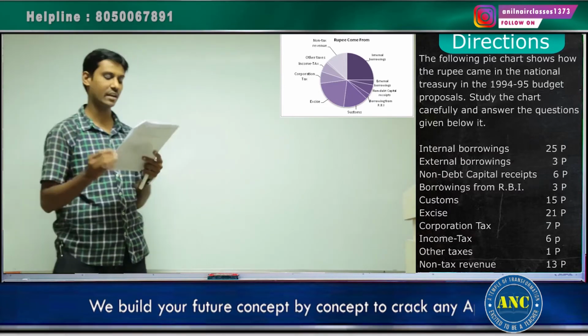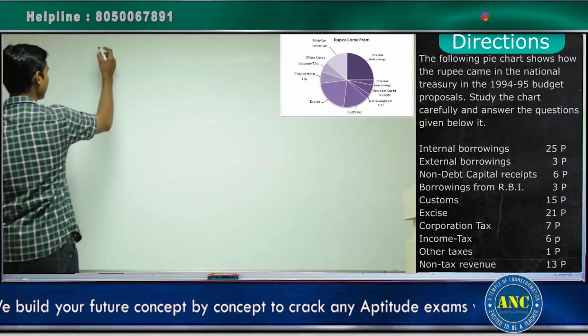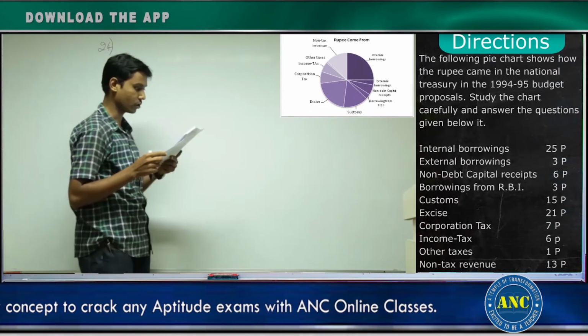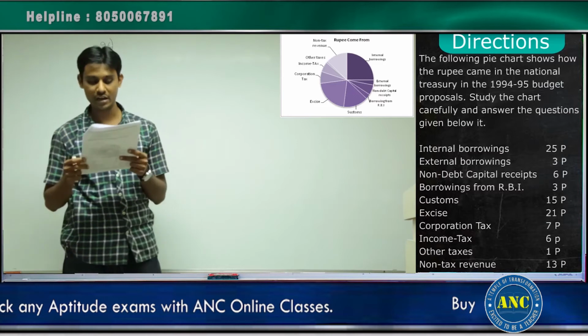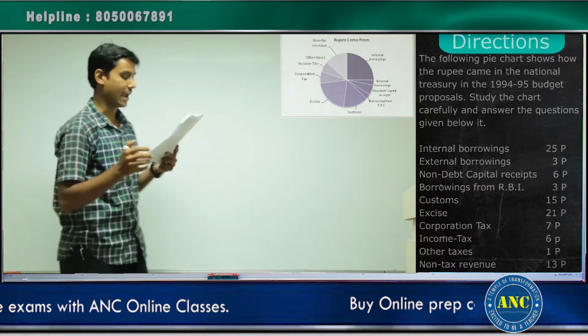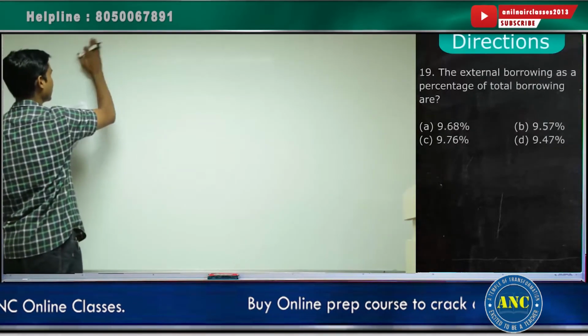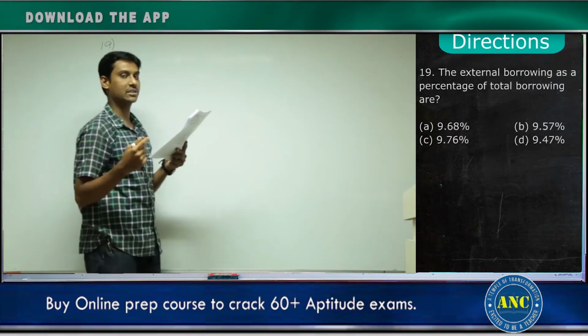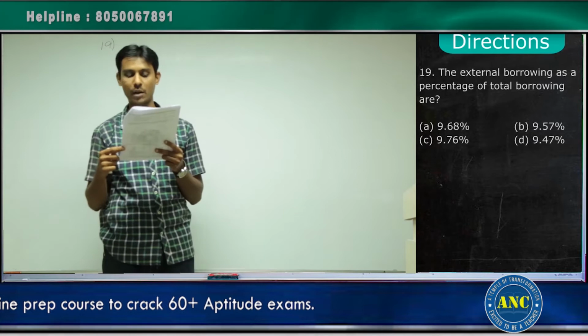Right? See here. It's a very simple caselet. This is one of the easiest caselets to follow in a pie chart. See here, the 19th question. The external borrowing as a percentage of total borrowing are.